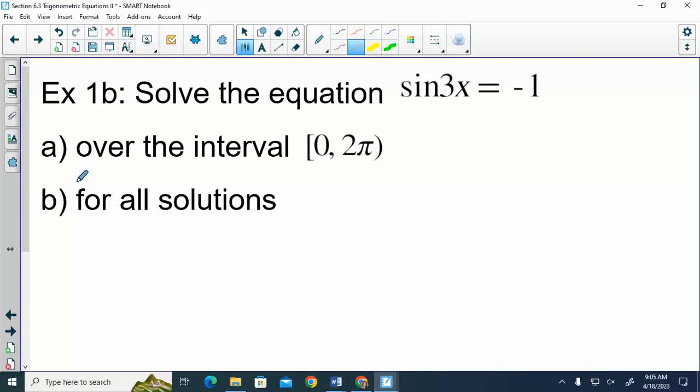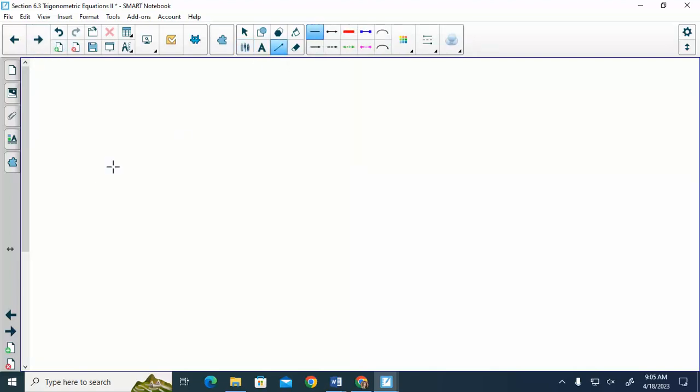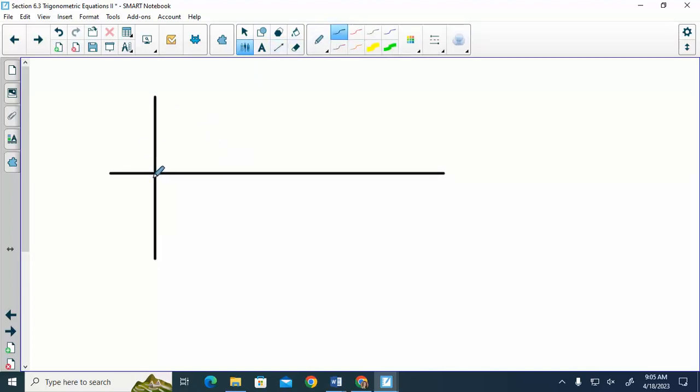Okay, I'm going to draw a graph to kind of explain something that's happening on this one. So we're not going to have to graph every time. It's just part of my initial explanation here. So we know sine normally looks like this. It starts at 0, goes up to 1, back to 0, and down.